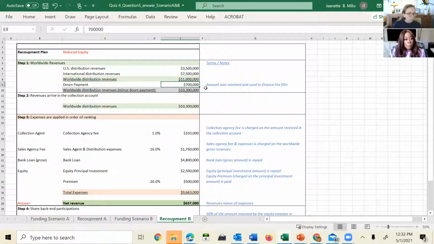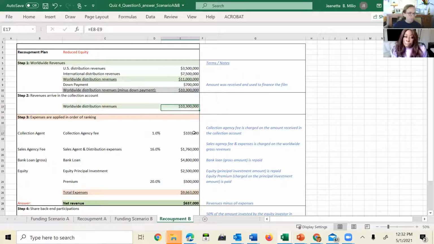We have to reduce the down payment that we already received and used, because that's not going to get paid twice. So our revenues are now 10,300,000, because we're deducting the 700,000 from the 11 million, sorry. Right? Yes. That's how we get to 10,300,000. So now we have to pay people again.